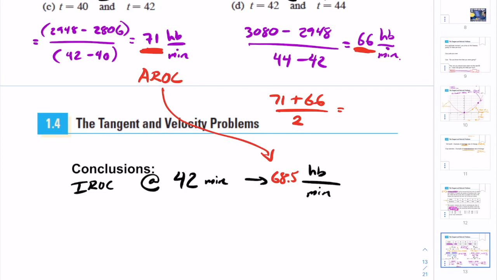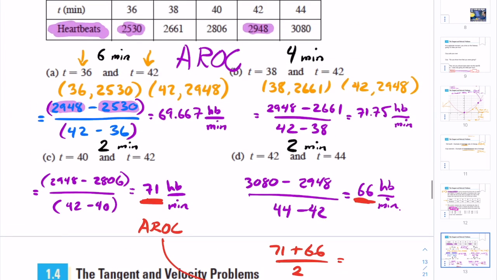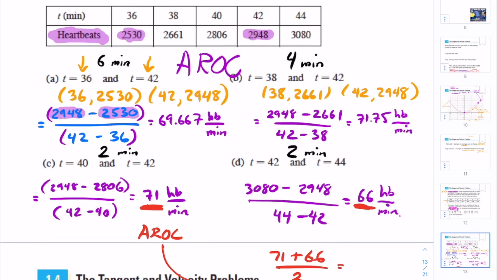We used the toll booth scenario to give us an estimate of how fast our heart is beating at one particular moment. Okay? So, is it even possible to find out how fast anything is going at one particular moment? Right? So I want you guys to think about it here. In theory, could we make our estimates even better?